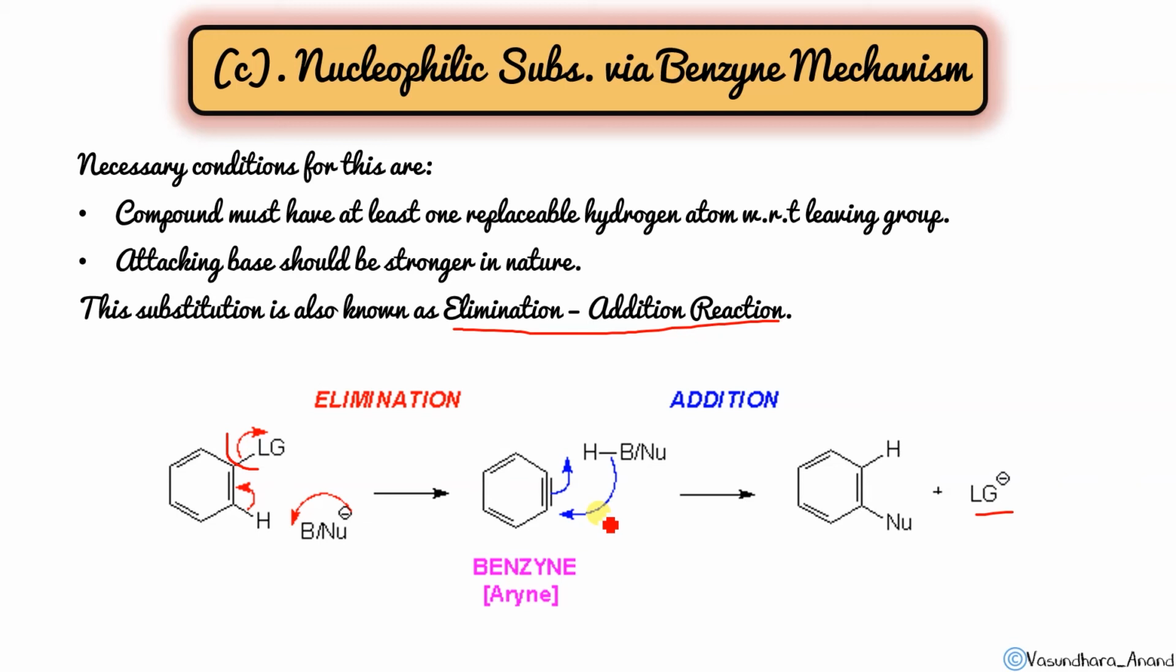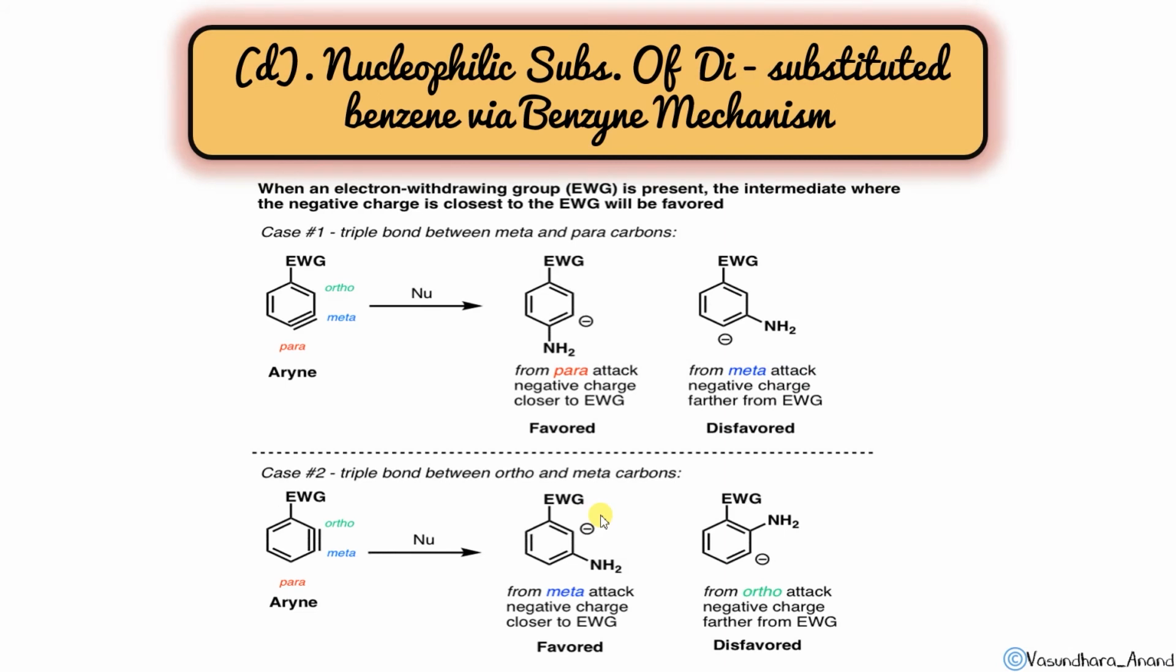Why is it known as so? Because first it gives the eliminated product, and then it goes to the addition product. Yes, it undergoes an addition reaction to give the addition product. Here are a few, very important points about this benzyne mechanism. When an electron withdrawing group is present, अगर किसी भी compound में electron withdrawing group is present, the intermediate where the negative charge is closest to the electron withdrawing group will be favored. Got it? What I'm saying?